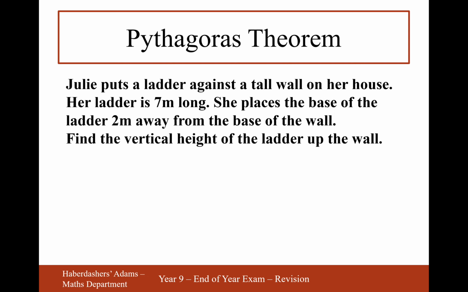Let's have a go at this one then. Julie puts a ladder against a tall wall on her house. Her ladder is 7 meters long. She places the base of the ladder 2 meters away from the wall. Find the vertical height of the ladder up the wall.